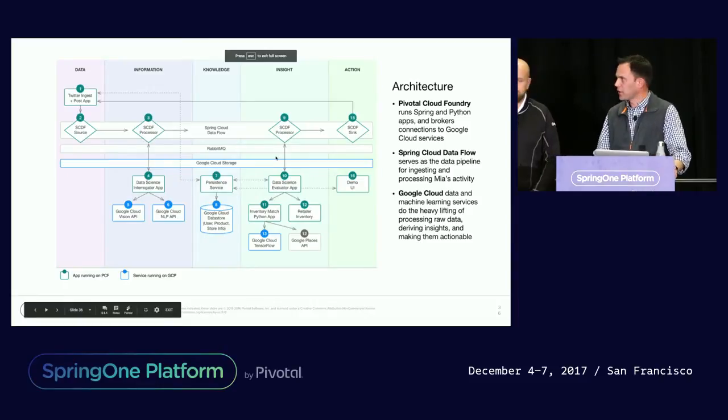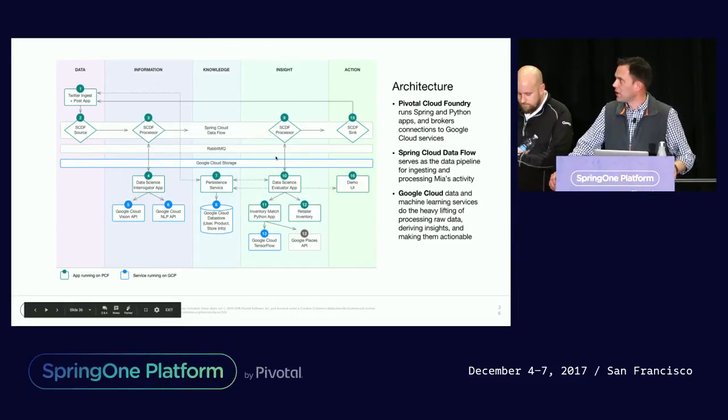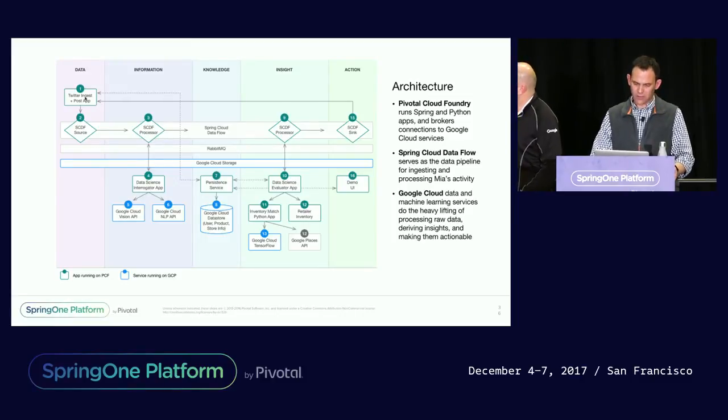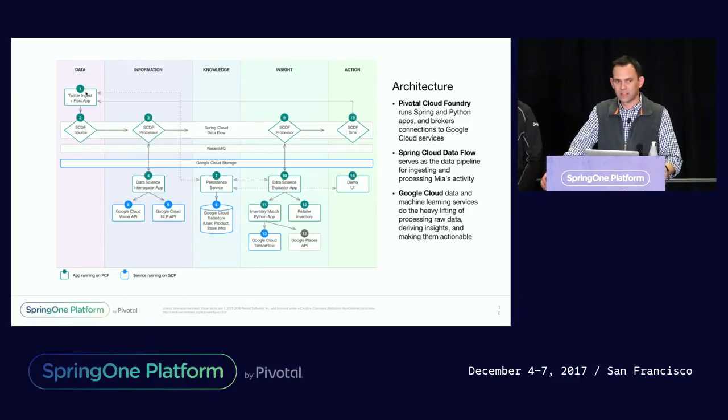So this is the architecture of the application that we're going to demonstrate. I know this is kind of small, hard to follow, but if you look over here, the source of the data is a Twitter ingest app. So there's an app that's pulling Twitter on Mia's account and looking for certain types of tweets. And that gets fed into a Spring Cloud Data Flow source.